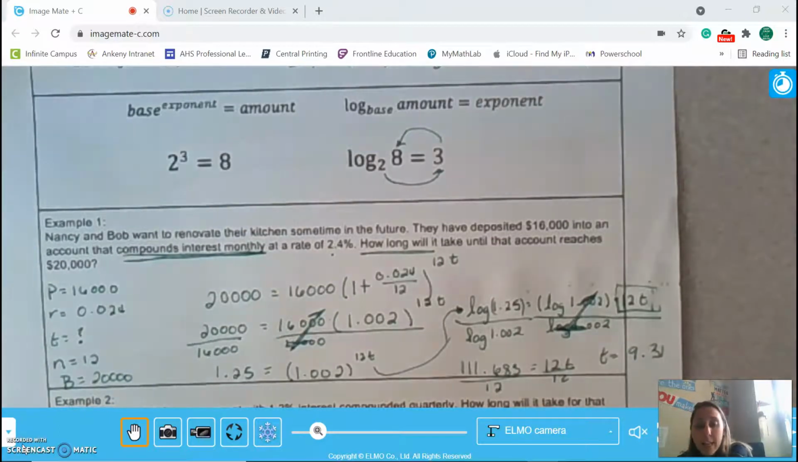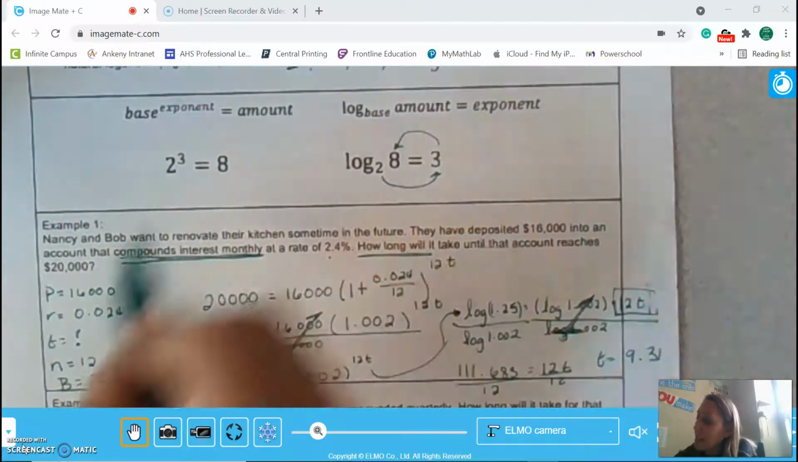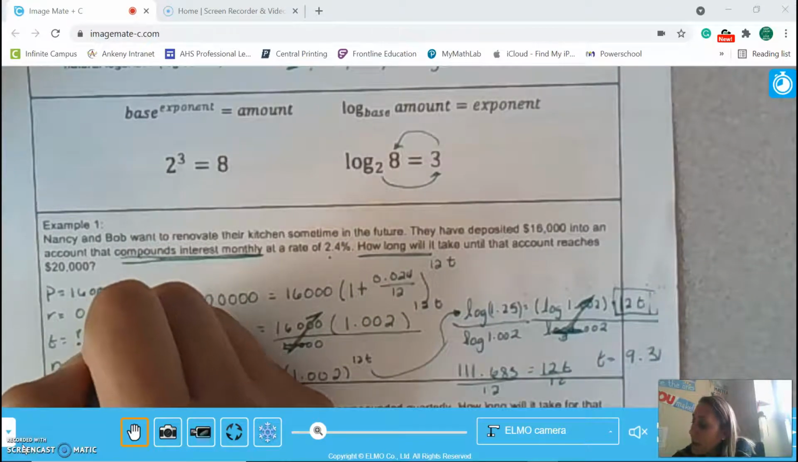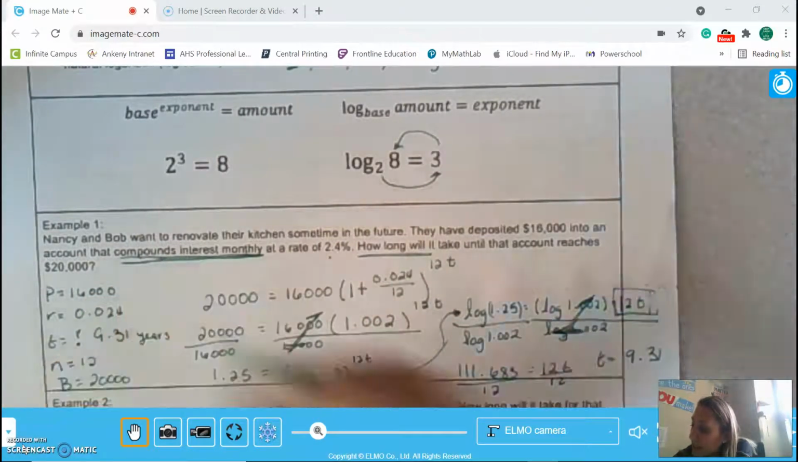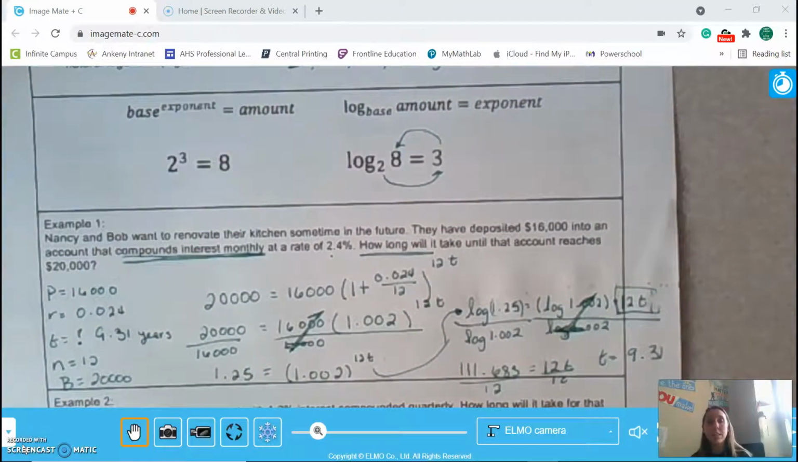9.31. And so that tells me that it's going to take this account 9.31 years to get to that 20,000, if I start with 16,000 and I use that 2.4% compounded monthly. So that's what that means.